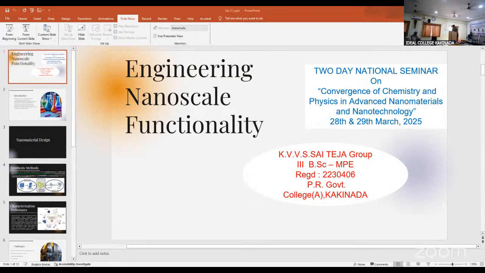In biomedical engineering, nanomaterials are utilized for targeted drug delivery and imaging.